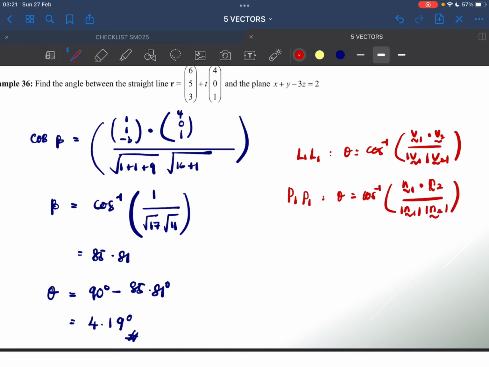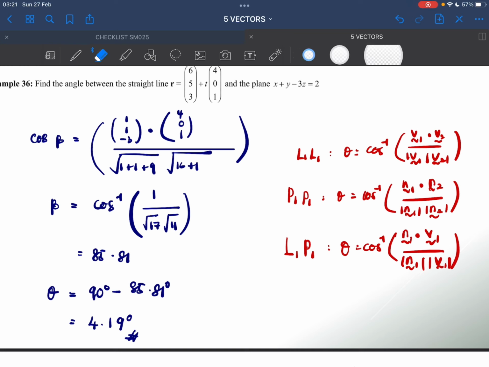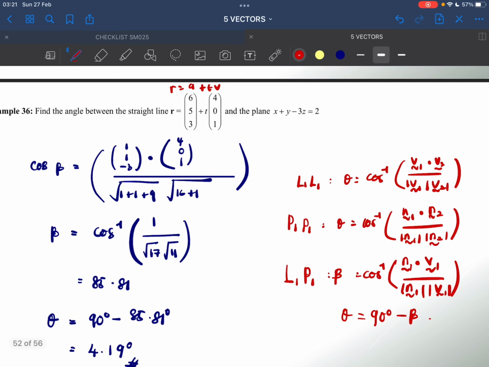And if the question asks to find the angle between line and plane, what we have to do is exactly the same. We know that the plane has a normal, so we put the normal. We know that the line has a vector, so we put the vector. Divide that by the magnitudes. But remember, this is not theta. This is beta. So extra work here, we have to do theta equals 90 degrees minus beta. Okay, so that is a recap for the angles that we have to find.